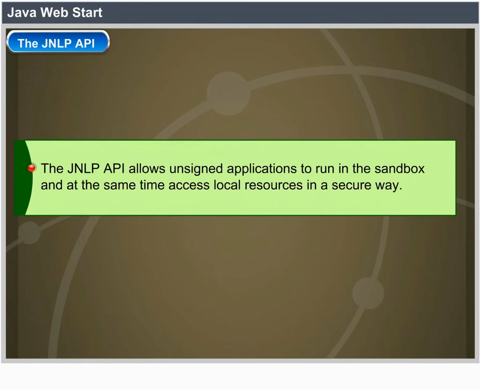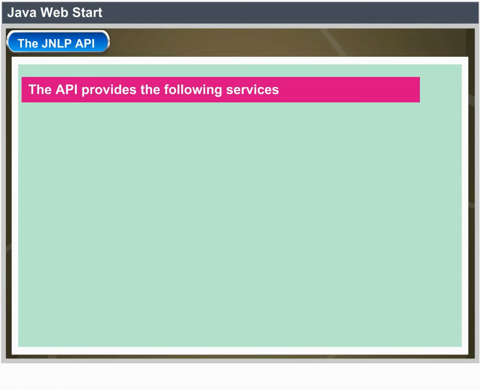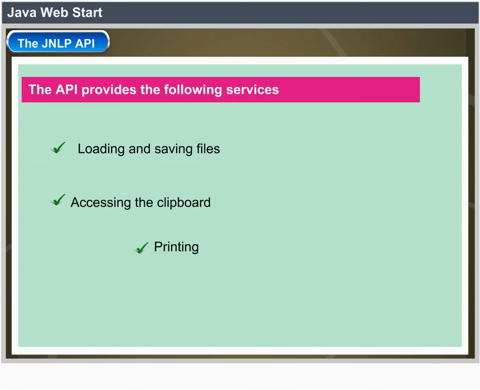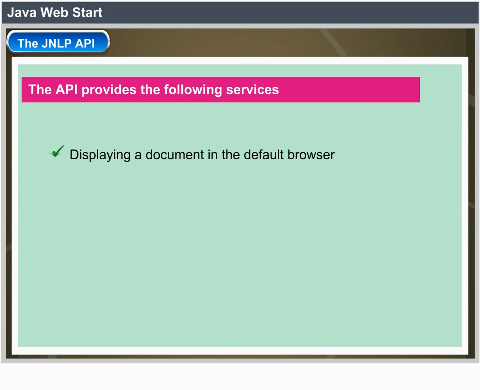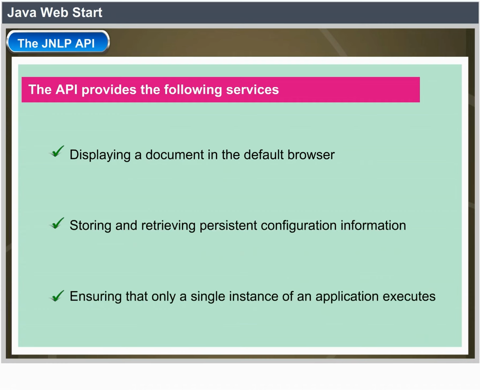The JNLP API. The JNLP API allows unsigned applications to run in the sandbox and at the same time access local resources in a secure way. The API provides the following services: loading and saving files, accessing the clipboard, printing, downloading a file, displaying a document in the default browser, storing and retrieving persistent configuration information, and ensuring that only a single instance of an application executes.